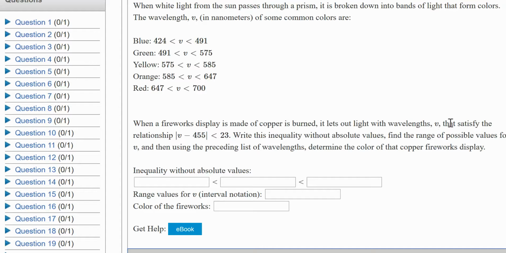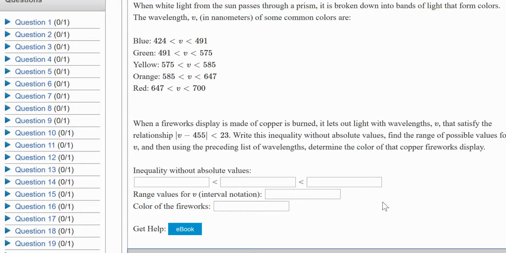Anyways, when a fireworks display made of copper is burned, it lets out light with wavelengths, V, that satisfy the following equation. So it looks like the absolute value of V minus 455 is less than 23. So the wavelength is at most 23 away from 455. We've got to solve this. It says, can you write this without the absolute value first? Give me the range in interval notation, and then give me the colors that satisfy it.